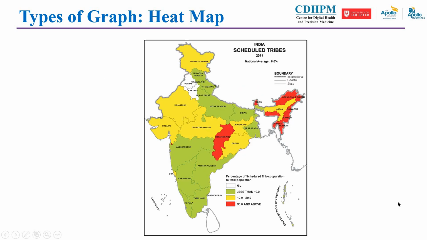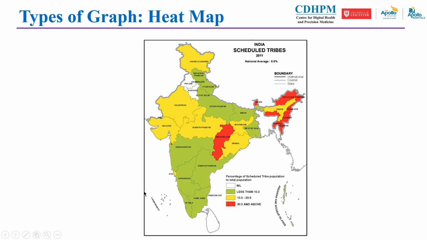This is another heat map where you can represent the population in the geographic map directly. For example, let's say these are the number of scheduled tribe population in different states of India. So look at this color code. This is a heat map. If there is none, that means white color. If there are less than 10%, then that state is colored as green. If they are 10 to 30% domination, then they are colored as yellow. And if there is more than 30% of scheduled tribes, then it is colored as red.